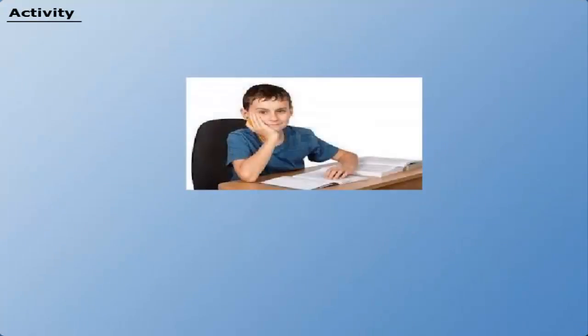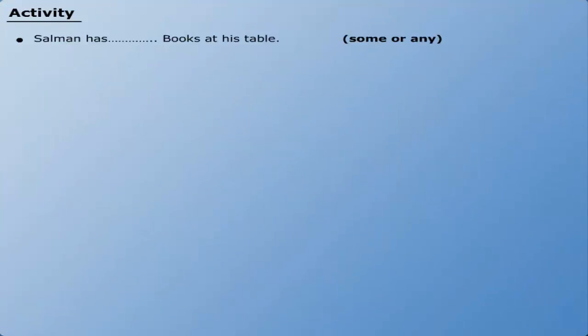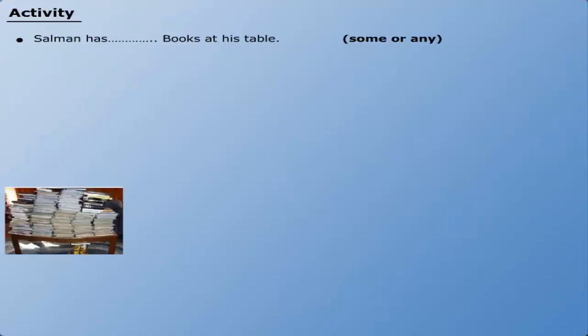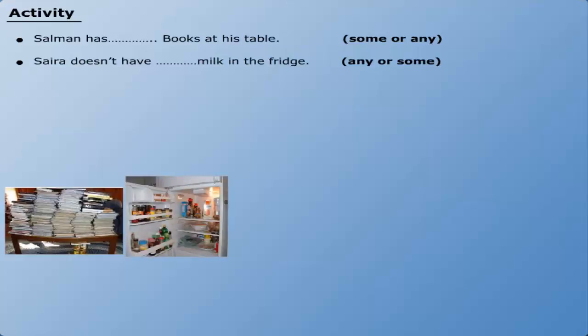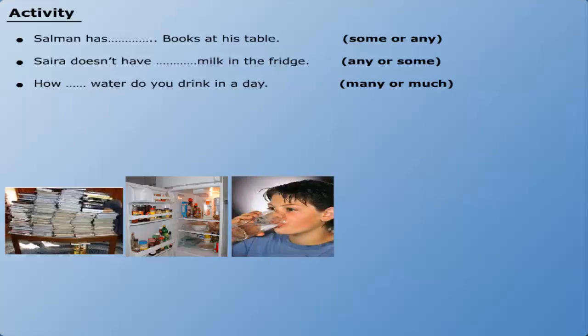Now we would like to do an activity that is related to your book. Fill in the blanks with the appropriate words that are given in the parentheses. Salman has dash books at his table, some or any. Sarah doesn't have dash milk in the fridge, any or some. How dash water do you drink in a day?